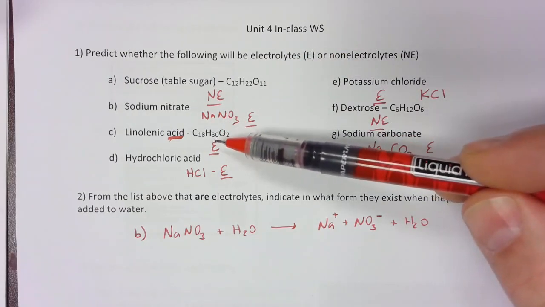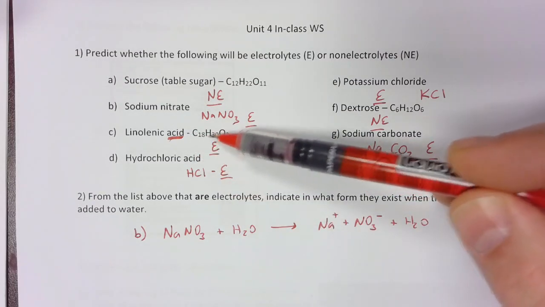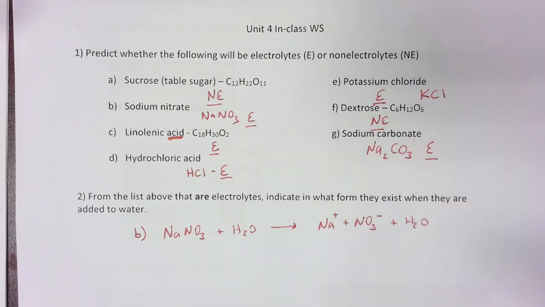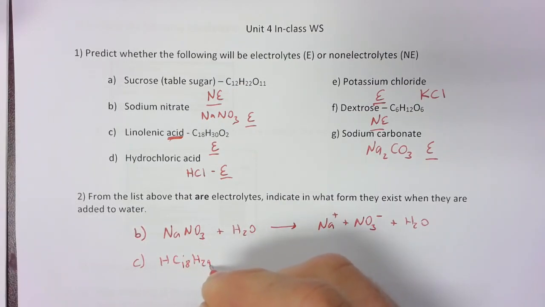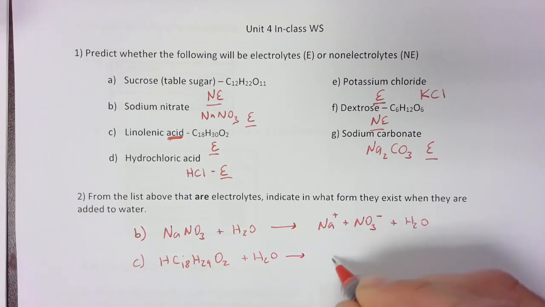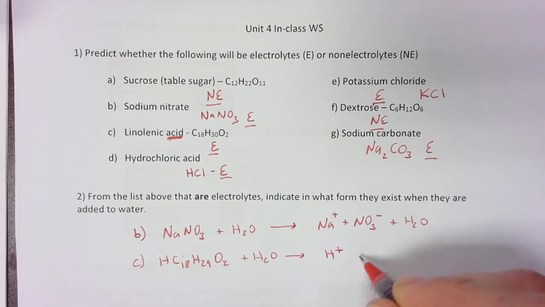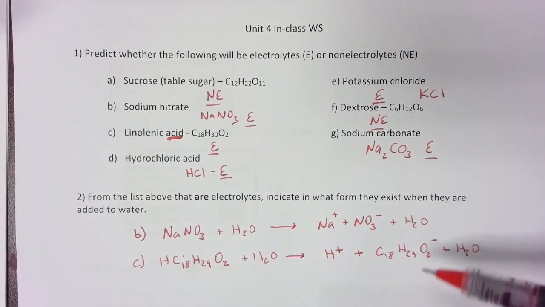Linolenic acid is an electrolyte because it's an acid, even though it doesn't begin with H. We could actually rewrite this one as HC18H29O2, because we need to take one away. When it's added to water, it will dissociate into H plus and C18H29O2 minus. So this one will be an electrolyte.